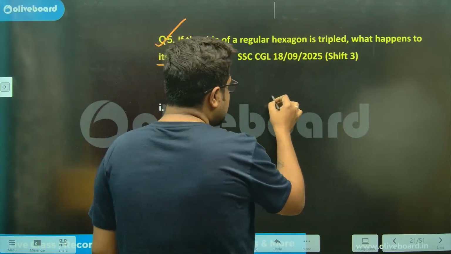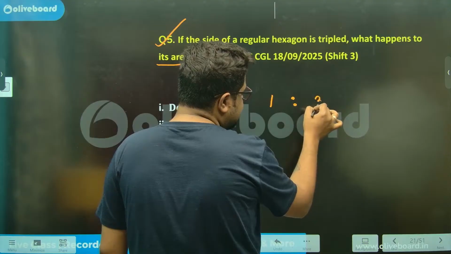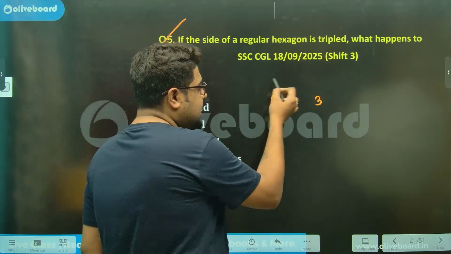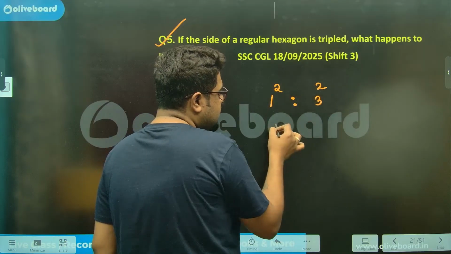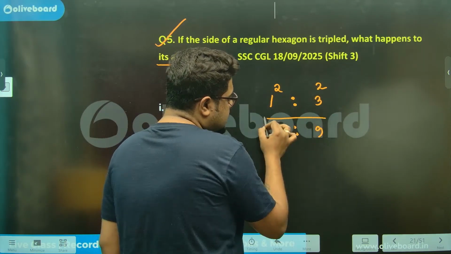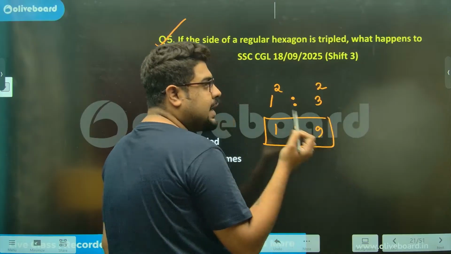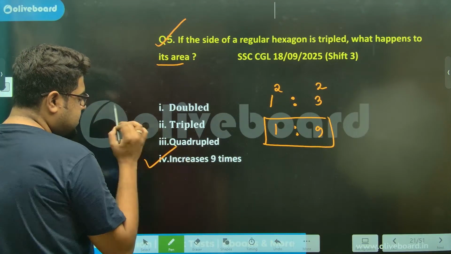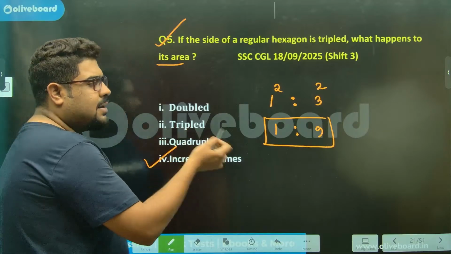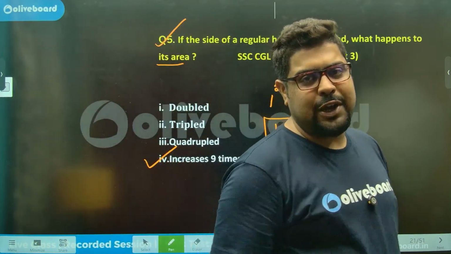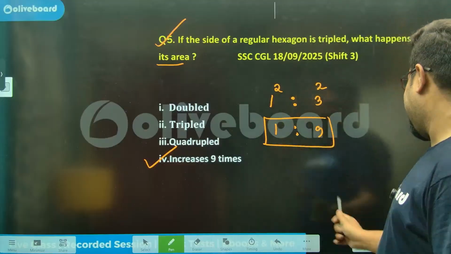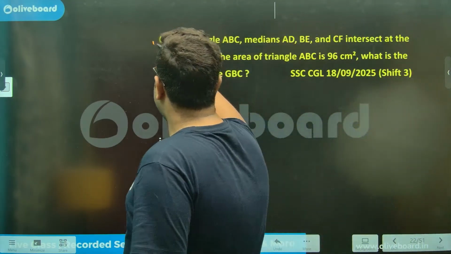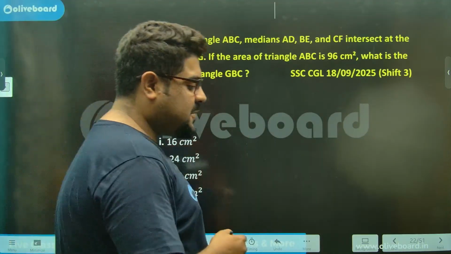Side squared. So initial side and final side is 1:3. Side ratio tripled, so the area ratio will be just the square of it. 1 square is 1, 3 square is 9. So it will become 9 times. It should not be said increases; it becomes 9 times should be the politically correct answer, I should say. Increases 9 times sounds wrong. Next one, please.